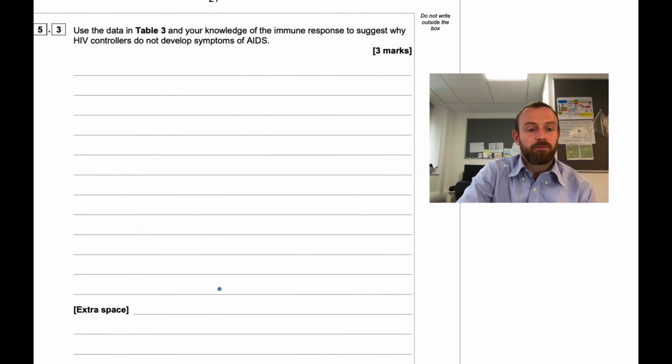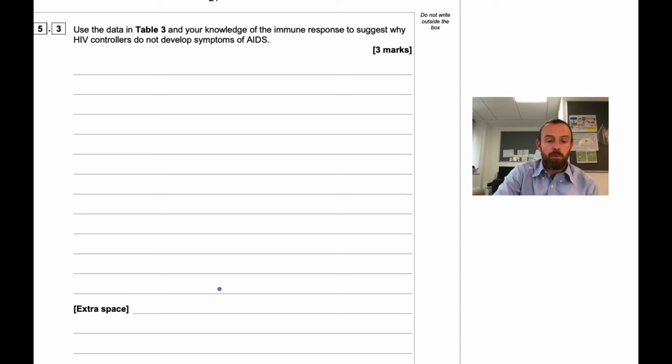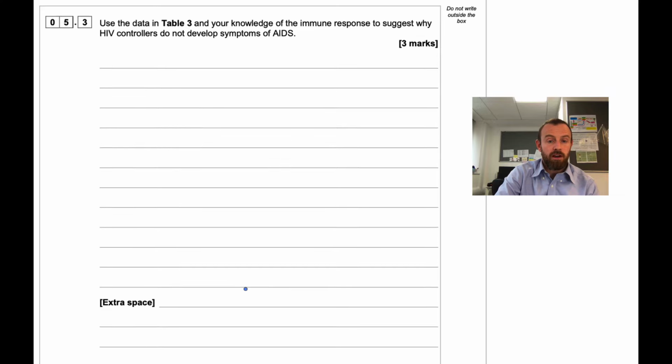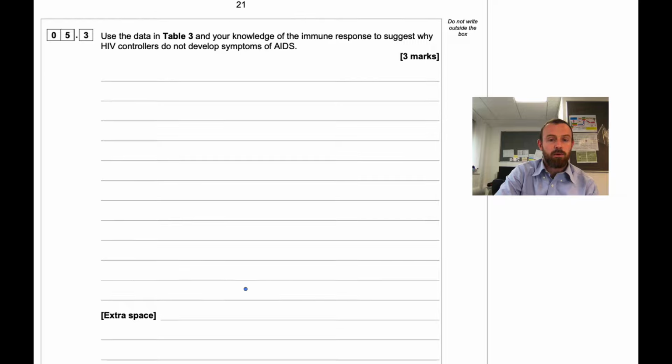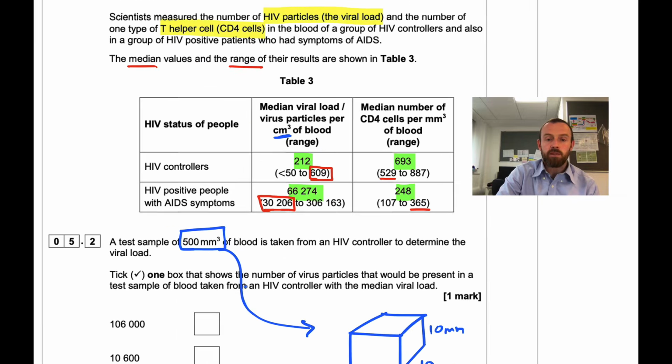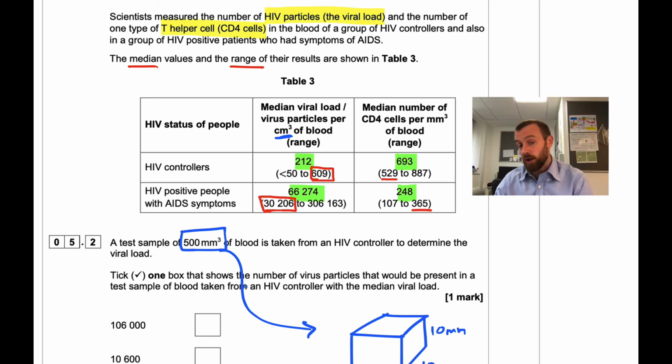Let's keep going. All right, here we're going to use the data. Use the data in Table 3 and your knowledge of the immune response to suggest why HIV controllers do not develop symptoms of AIDS. Okay, so this is where we need to go back to this table up here. So I said use the table and your knowledge. So we have to do both to get the 3 marks. First of all, let's start with the table.